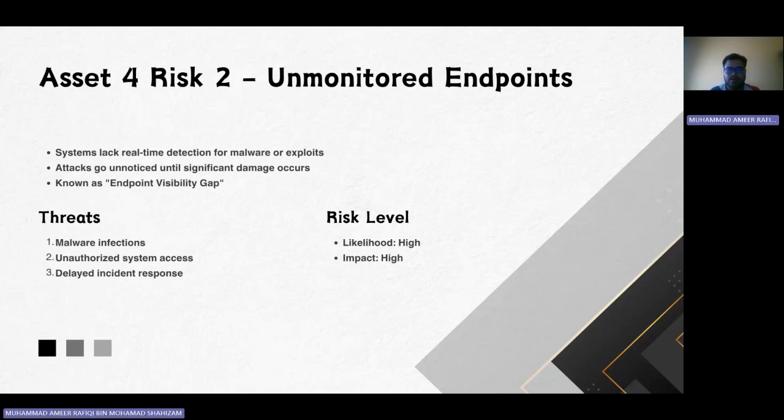Next is unmonitored endpoints, like firewalls and antivirus. If these aren't deployed in the company, it would mean that the company would not notice an attack until significant damage occurs. The threats from this would be malware infection, unauthorized system access, and delayed incident response. The risk likelihood is high, and the impact is also high.